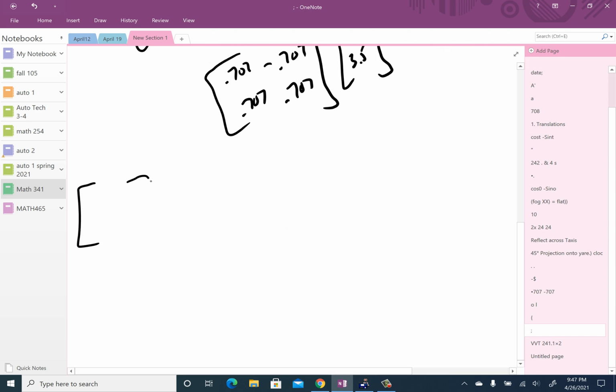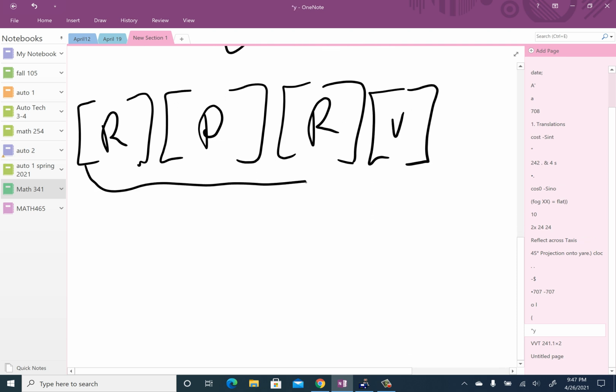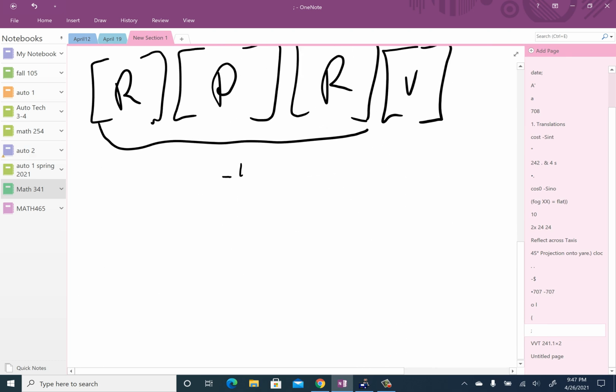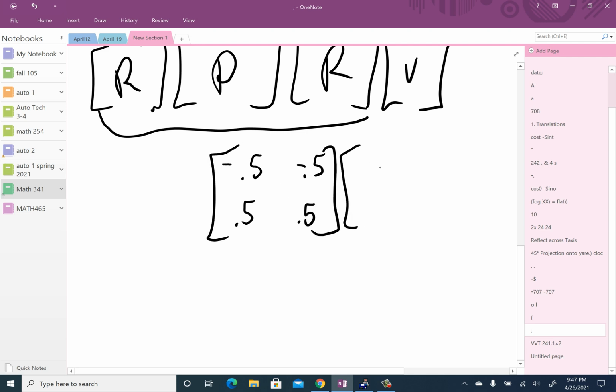Could I have taken the rotation matrix times the projection matrix times the rotation matrix times my vector? And the answer is yes. But then what is this times this times this? It turns out for this particular problem, it was negative 0.5, times my original vector, which was 3, 2.